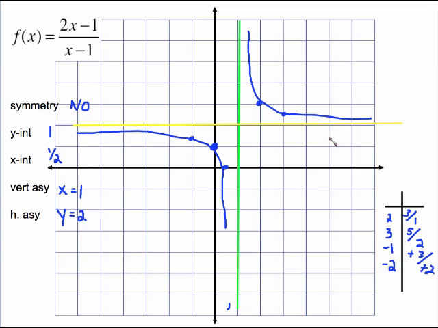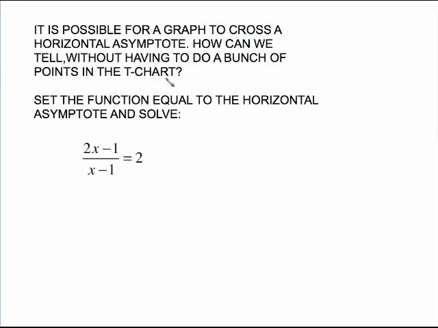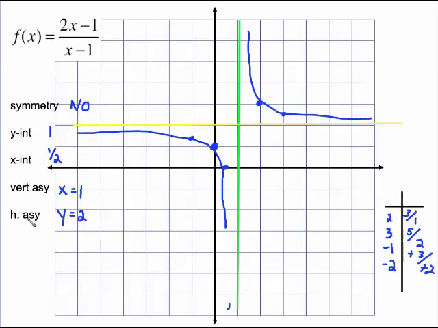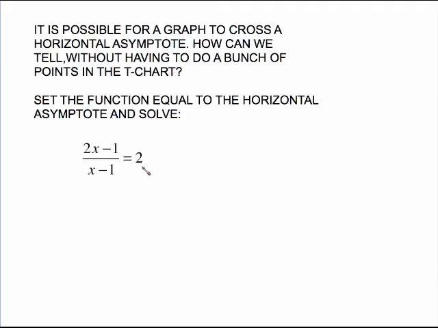One long way to do it is keep putting numbers in. Put 4 in, put 5 in, put 6 in, put 7 in. But that's a hassle. It might cross the asymptote way down here. So there is a way to tell if it crosses the horizontal asymptote. So first off, it is possible for the graph to cross the horizontal asymptote. All we have to do to tell if it does is set the function equal to the horizontal asymptote and solve. Our horizontal asymptote was the line y equals 2. So here was my function. I set it equal to 2.